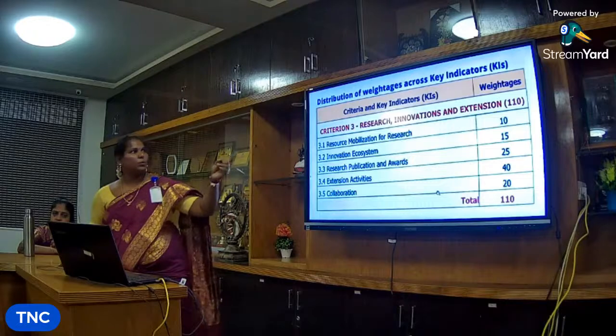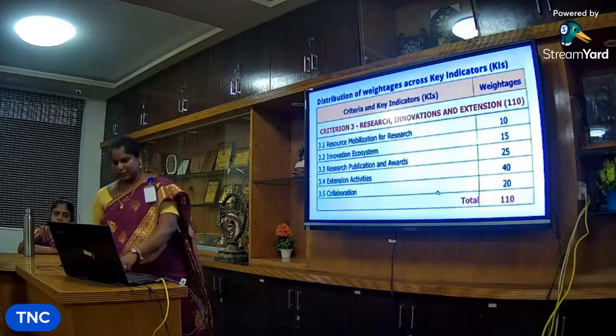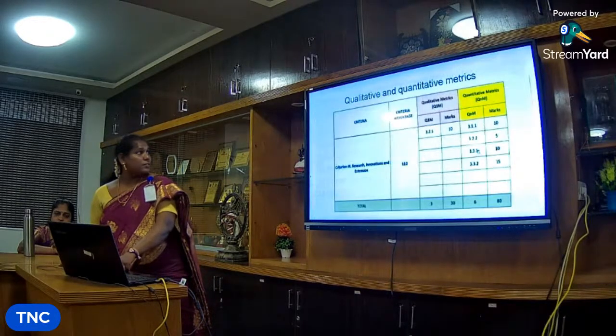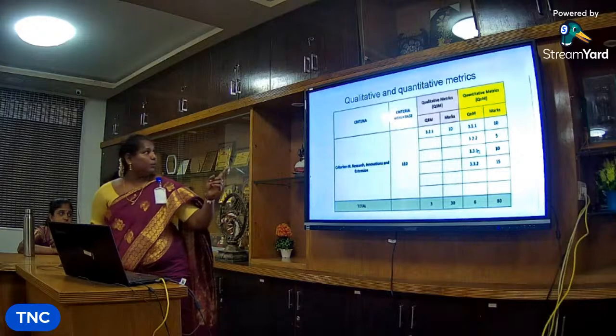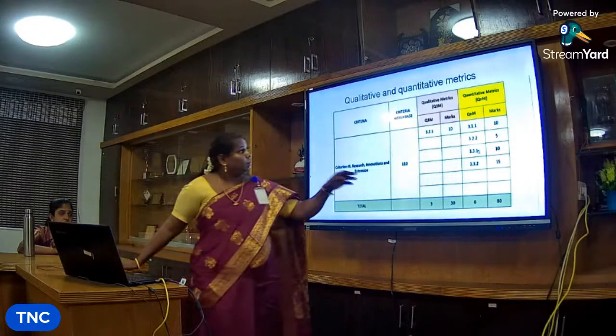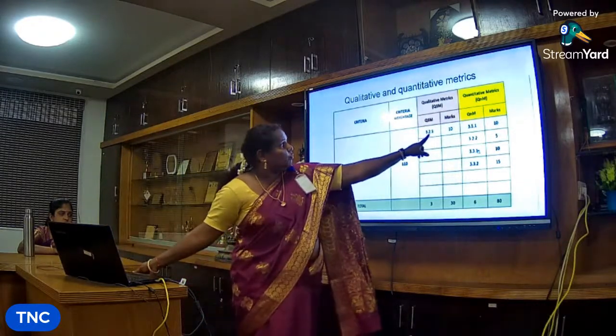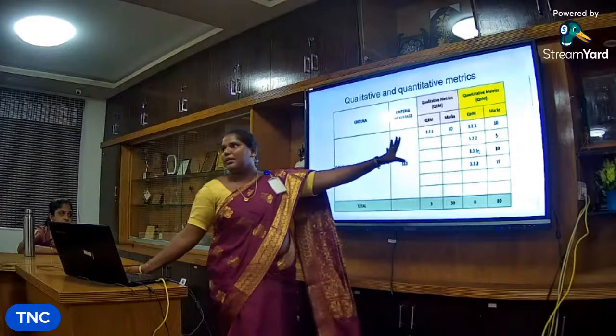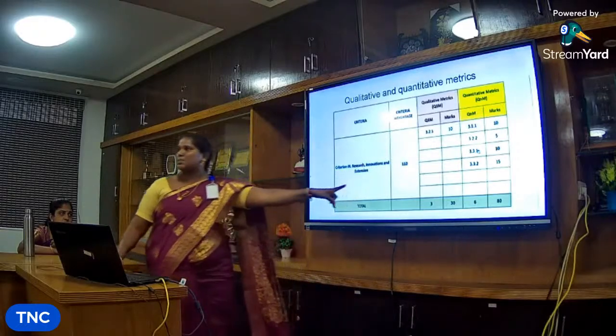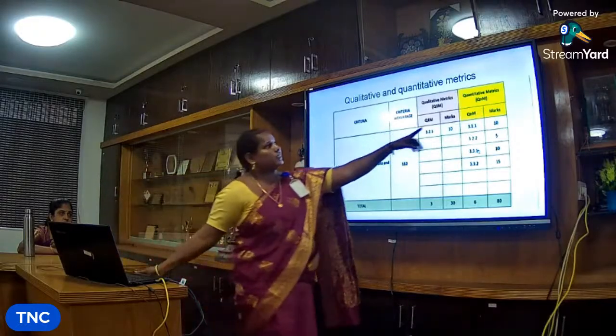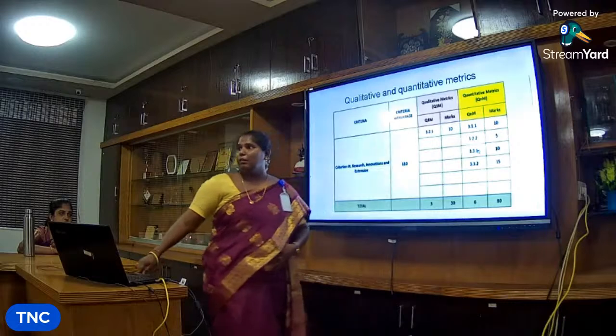So overall, criteria 3 holds 110 weightage. Extension statement. So qualitative and quantitative metrics. 3.2.1 alone is a qualitative metric, that is the innovation and ecosystem. That comes under the quantitative metrics.